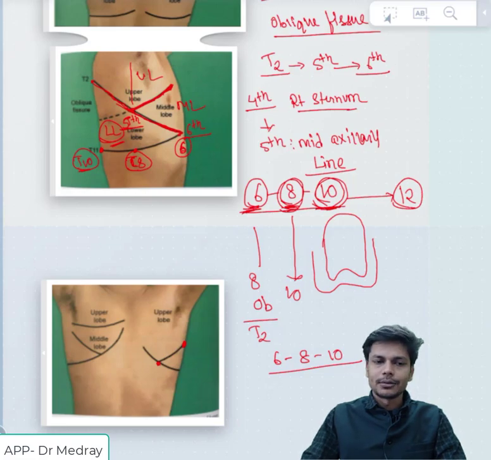So 8, 10, 12. The 8th, 10th and 12th ribs are the surface marking of the pleura, and 6, 8, 10 is the surface marking of the lung. So it is important to identify the different lobes of the lung by surface marking, to identify which pathology is present in which lobe of the lung.